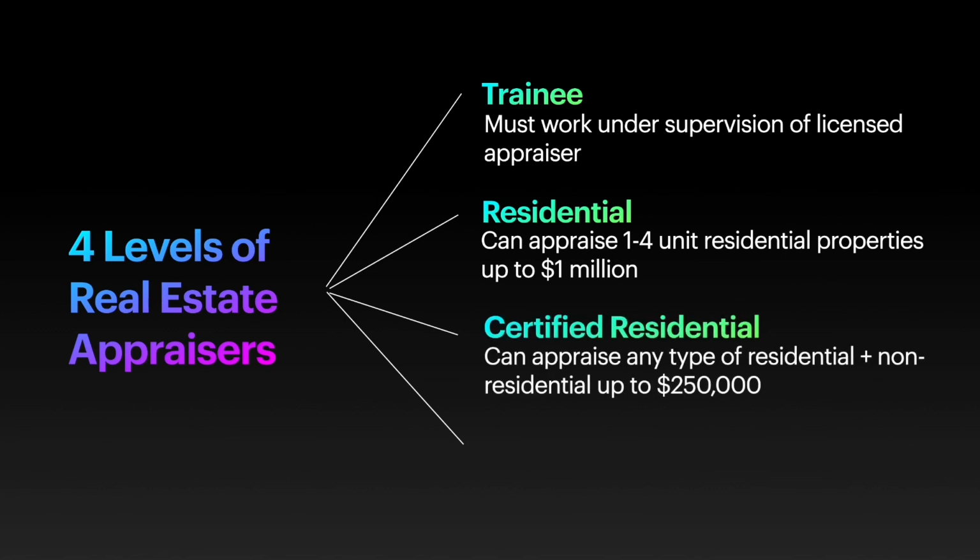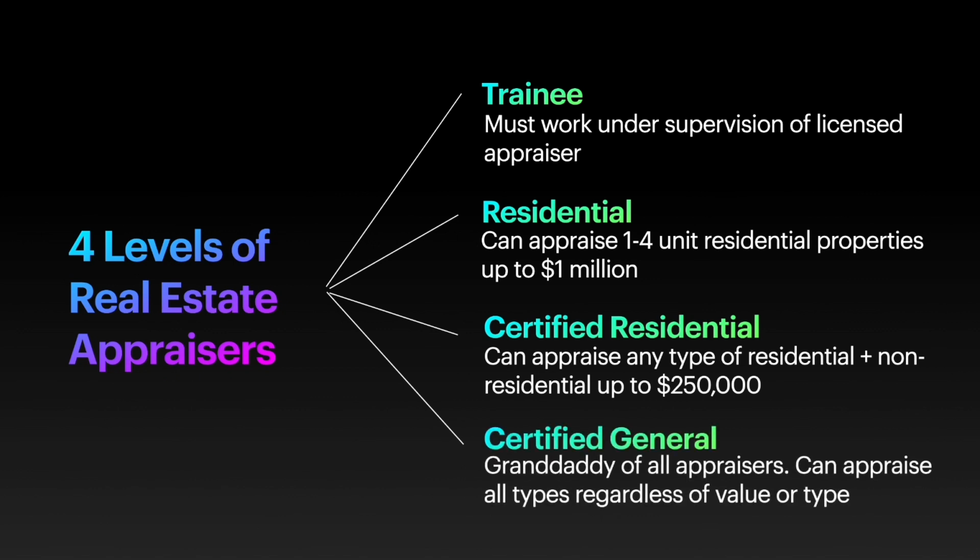Next level up is a certified residential. So a certified residential appraiser can appraise any type of residential, and additionally, they can appraise non-residential up to $250,000. And the last level is the certified general. So this is the granddaddy of all appraisers. A certified general appraiser can appraise all types of properties, commercial or non-commercial, regardless of the value or type. So I remember certified general with a G is G for granddaddy. That's the highest level you can go.